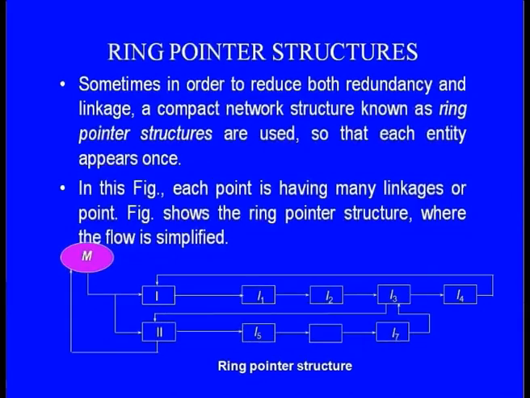Well, sometimes what we can do, in order to reduce both redundancy and linkages, is use a compact network structure known as ring point structures, so that each entity appears once. Taking the same example, in this figure, each point has different linkages or points. The figure shows the ring structure where the flow has been simplified.